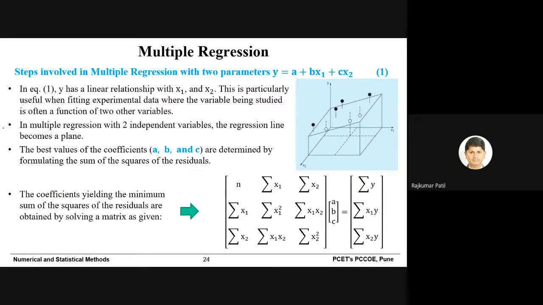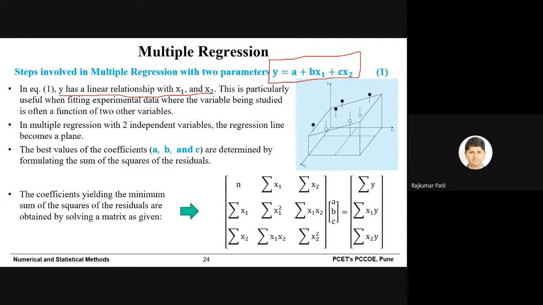So briefly, once again, I will take a review of this and then we will go to the example. So in multiple regression, in our syllabus, we are restricting to y is equal to a plus bx1 plus cx2, that equation. Here, y is dependent variable and x1 and x2 are independent variables.